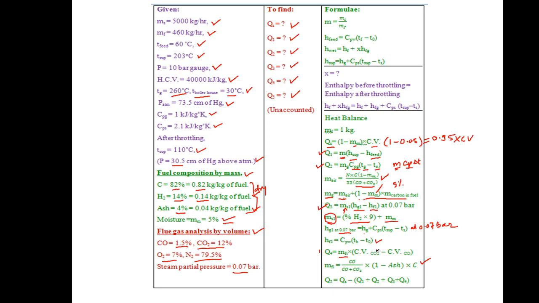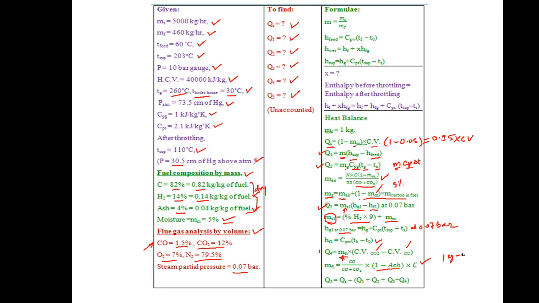Instead of burning fuel into carbon dioxide, if it burns into carbon monoxide, there is a loss of heat energy. So how much heat energy is lost? The presence of carbon monoxide tells us that the combustion of fuel is incomplete. We can see here the presence of carbon monoxide is 1.5%, which gives us the hint about incomplete combustion. Then how much mass of fuel is going to burn incompletely, we have to find by using this formula: mf1 is equal to CO divided by (CO plus CO2) into (1 minus ash).